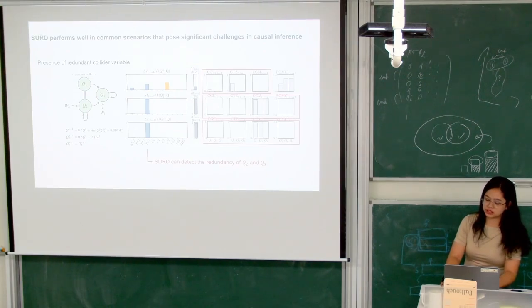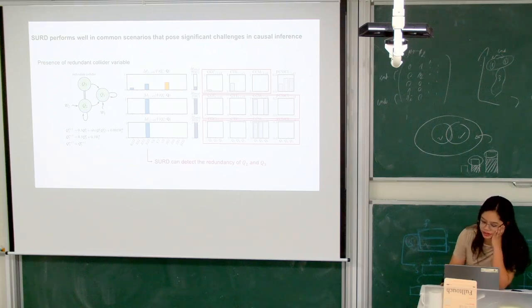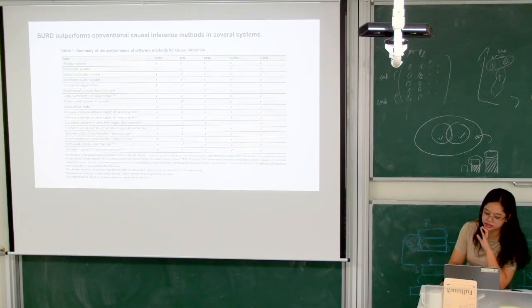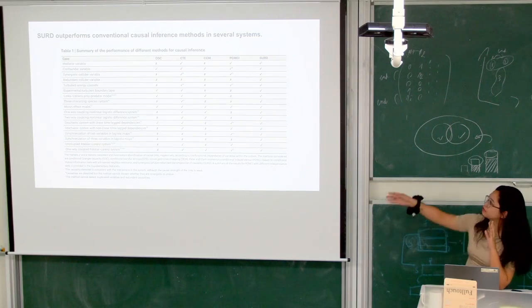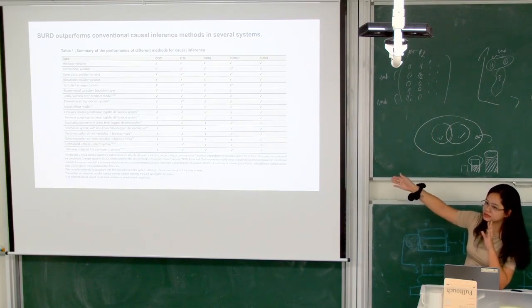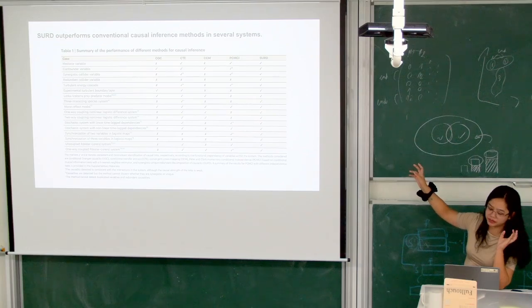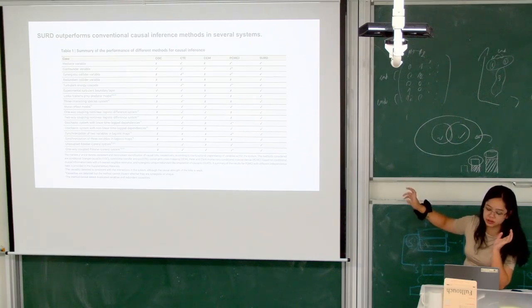So actually, they tested it on many other different systems, but I showed you the common scenarios where previous causal inference fails. So this is the full set of systems where they tested these conventional causal inference methods against CERD. And they claim that in all cases, CERD can detect the accurate causal inference.